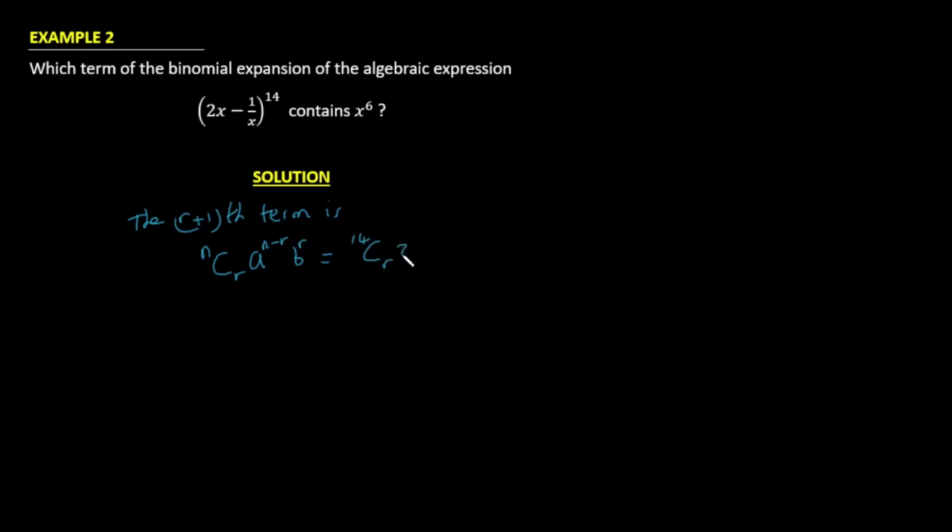Then our a is 2x. From here, this is our a, which is 2x to the power of 14 minus r. Then our b is minus 1 over x to the power of r. r is unknown. Right from here, this is 14 combination r. We can split these two and apply the law of indices. We have 2 to the power of 14 minus r, and here we have minus 1 to the power of r.